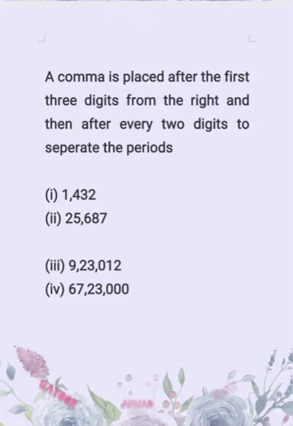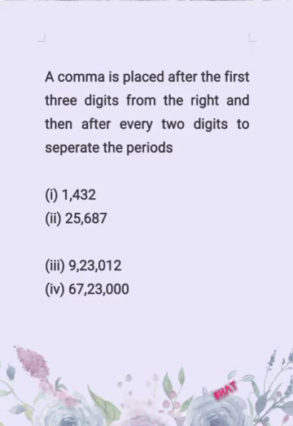A comma is placed after the first three digits from the right and then after every two digits to separate the periods. For example, 1,432 and 25,687. Both these numbers have two periods each, ones period 432 in the first and 687 in the second, and thousands period 1 in the first, 25 in the second, and the two periods in each case are separated by a comma.